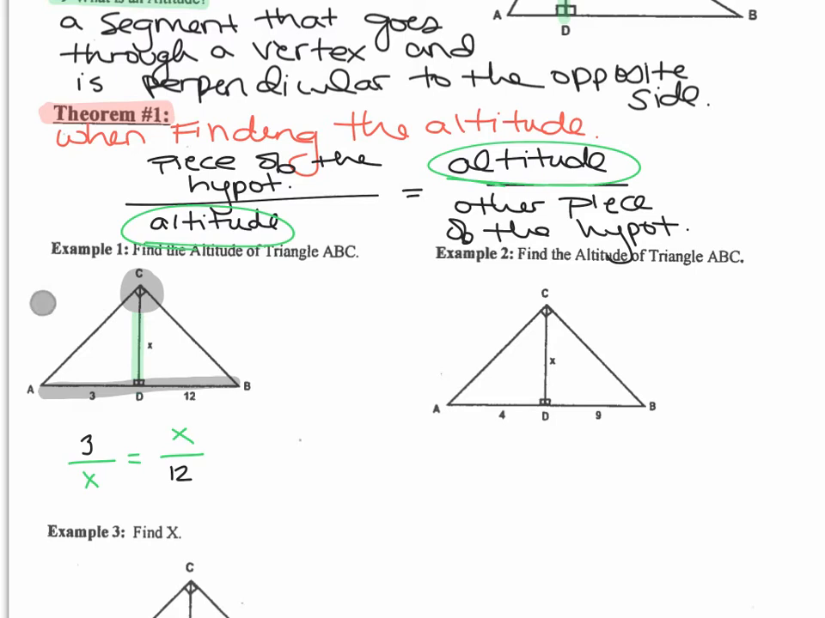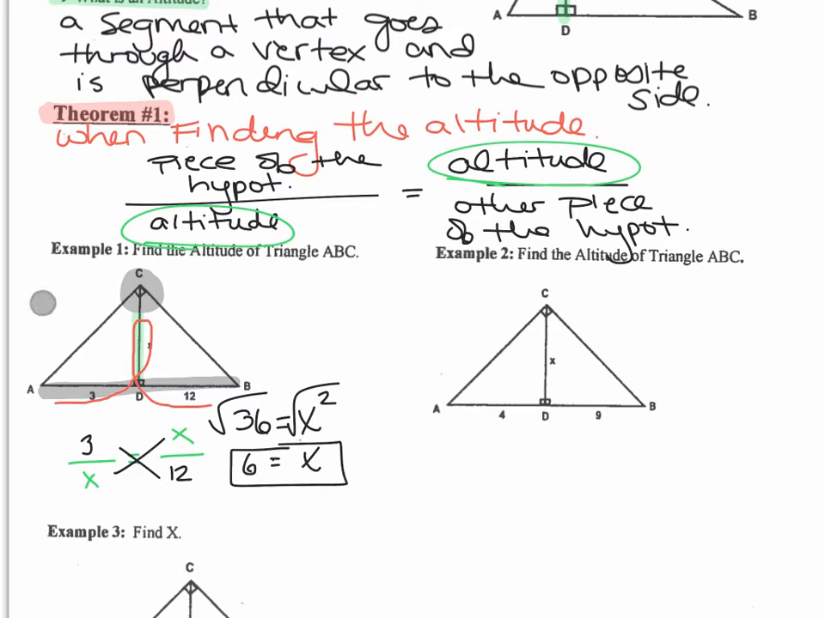I call this the snake method. You go piece over the altitude equals the altitude over the other piece. It kind of looks like a snake if you want to think about it that way. So now I'm going to cross multiply and solve. 3 times 12 is 36. X times x is x squared. So now square root, square root. So x equals 6, and I'm done.